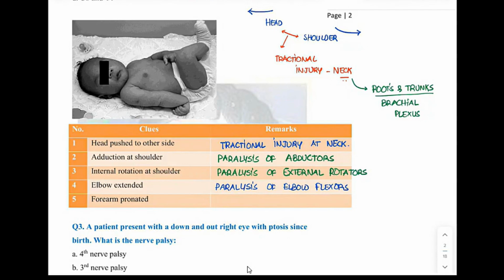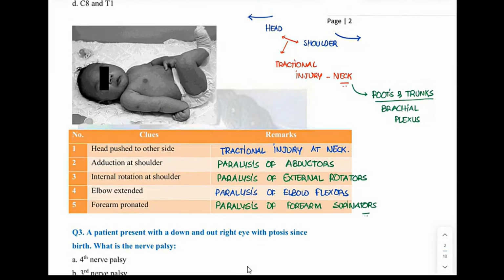That's why it is extended. And lastly, the forearm is supinated. It means there is paralysis of forearm supinator. So the forearm is pronated. It means there is paralysis of forearm supinators. So the muscle group which is paralyzed, the opposite side becomes more active and it pulls the limb in the direction of their action. That's the key here.